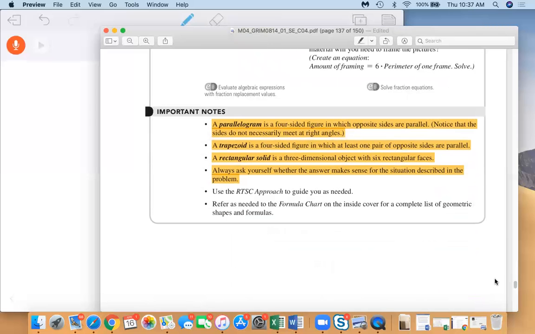Important notes: a parallelogram is a 4-sided figure in which opposite sides are parallel. Notice that the sides do not necessarily meet at right angles. A trapezoid is a 4-sided figure in which at least one pair of opposite sides are parallel. A rectangular solid is a 3-dimensional object with 6 rectangular faces. Always ask yourself whether the answer makes sense for the situation described in the problem.